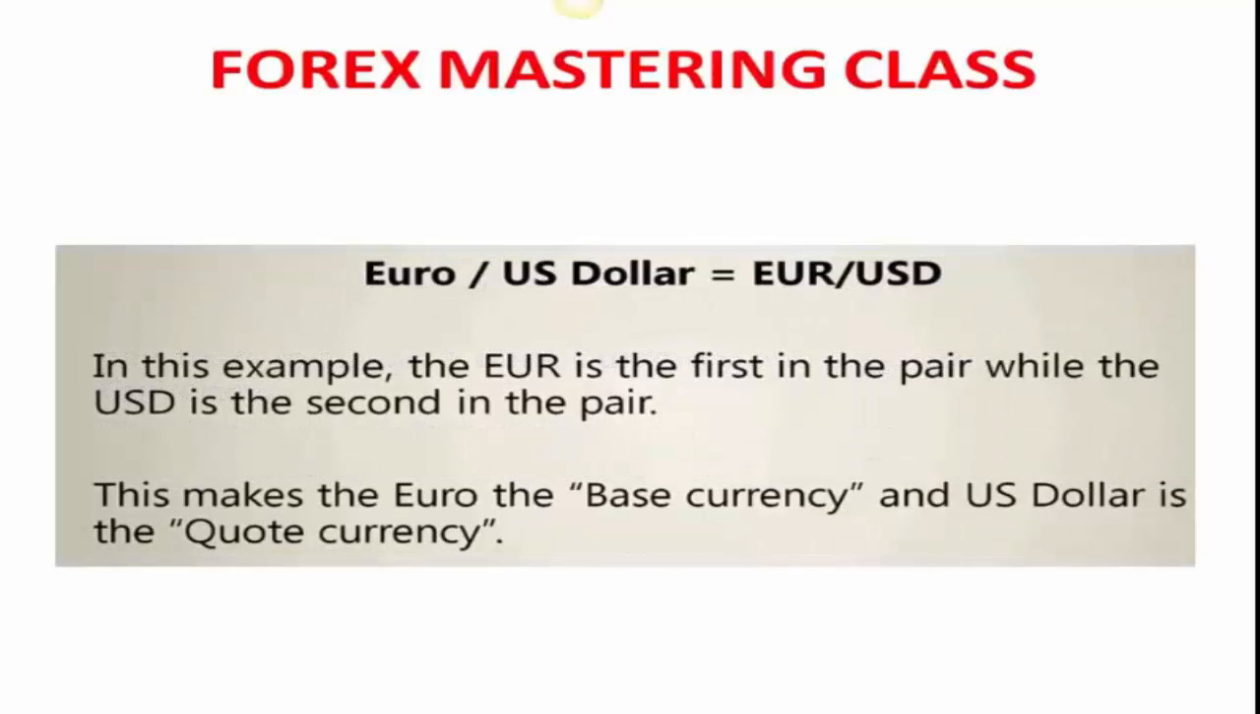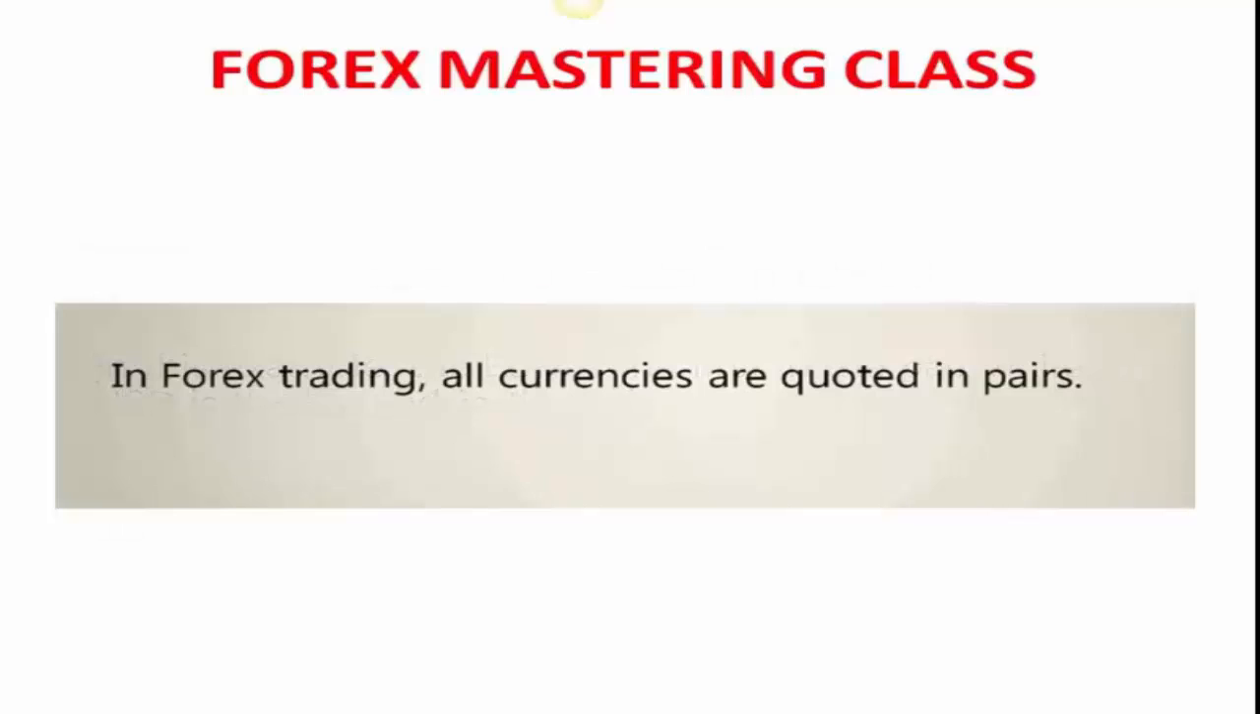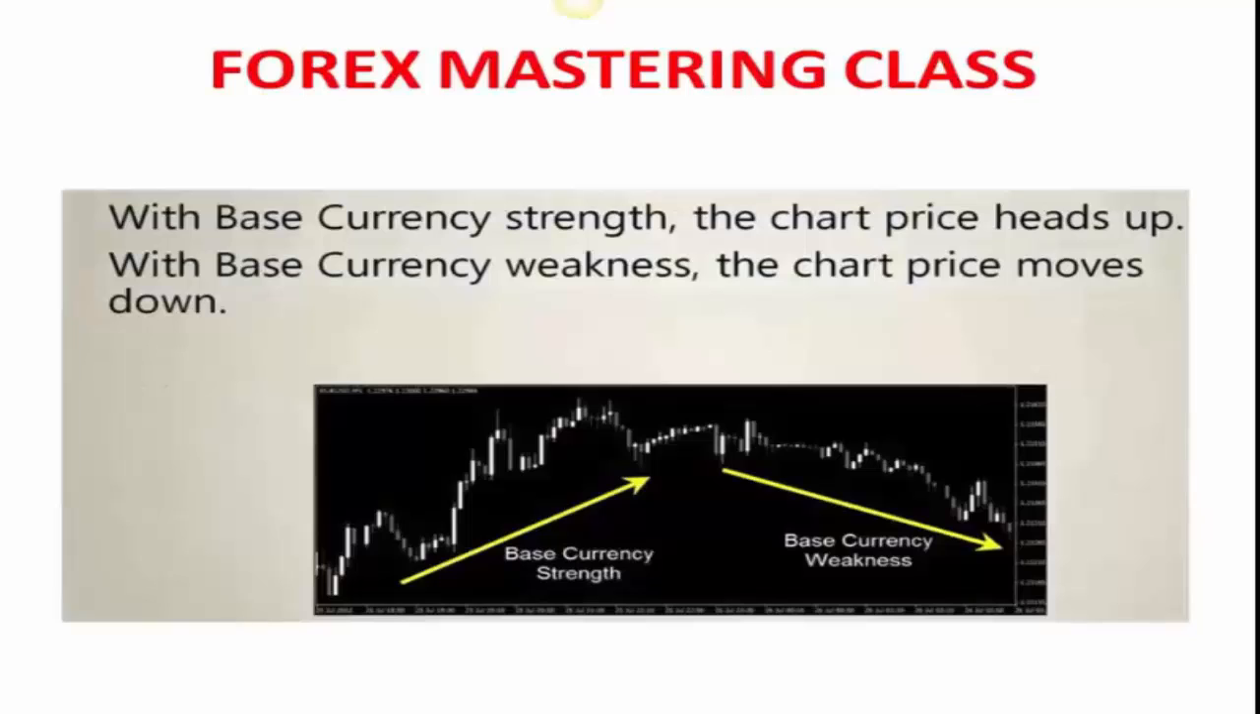So EUR/USD, now we have the Euro on the left and USD on the right. In this example, the Euro is first in the pair while the USD is second in the pair. This makes the Euro the base currency and USD the quote currency. In forex trading, all currencies are quoted in pairs, with the base currency strengthening, the chart price heads up. With the base currency weakening, the chart price moves down.